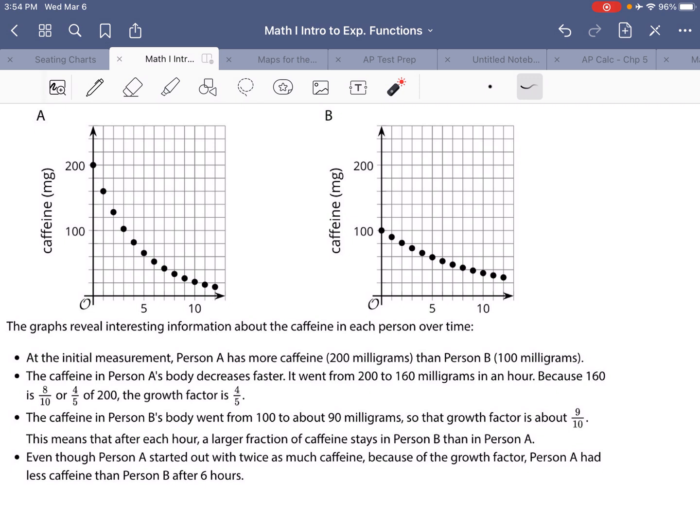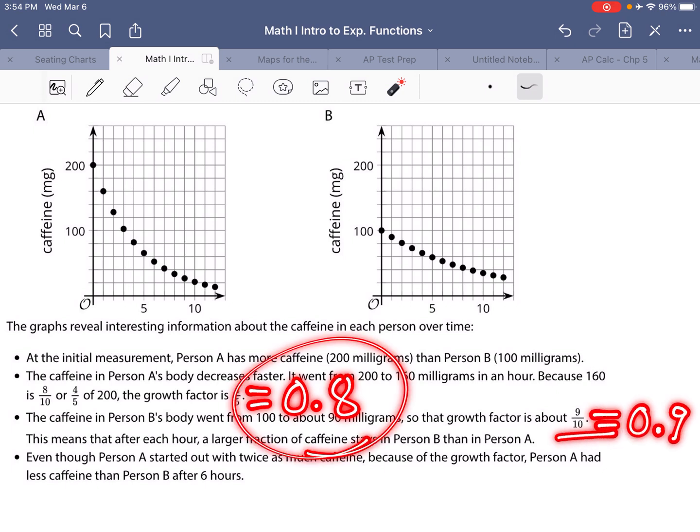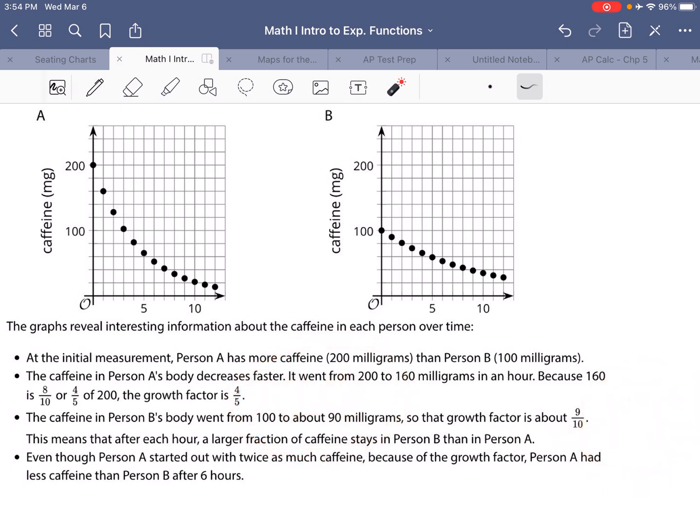Or if you divide both of these out, actually this comes out to be 0.8 and this comes out to be 0.9. So this has 80% left, this has 90% left after each hour. So even though this person started off with twice the amount of caffeine, they ended up with a lower amount because they are processing and eliminating caffeine faster than this person over here.